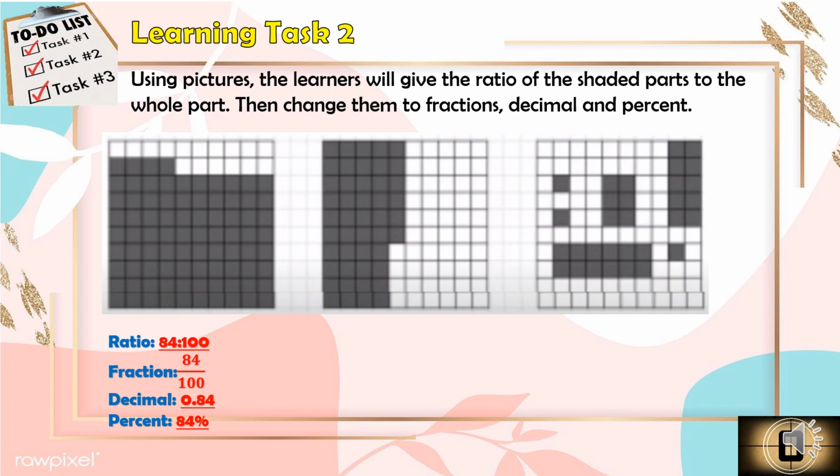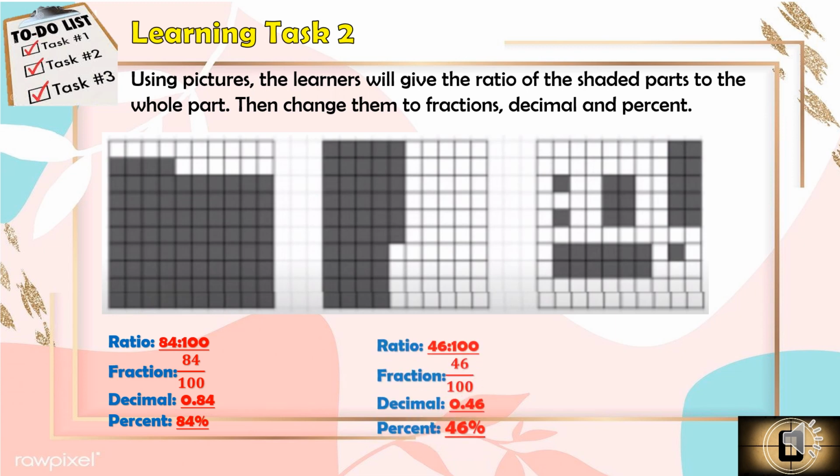Okay, so for the ratio that is equivalent, that is 84 is to 100. And for fraction, that is 84 over 100. And for decimal, that is 84 hundredths. And for percent, that is 84%.